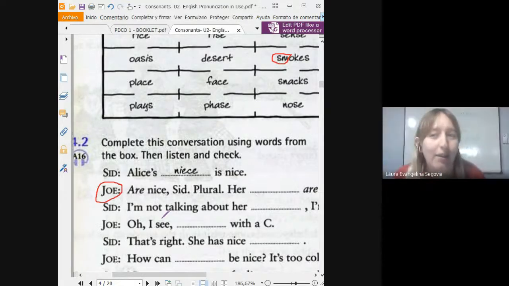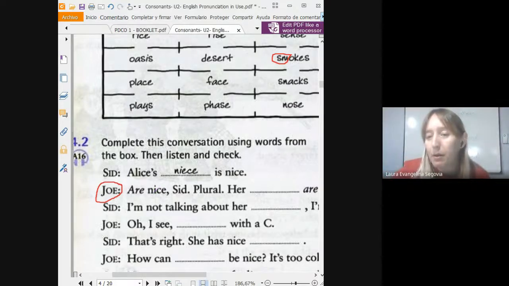Joe. Okay, I heard something different before. So it's Joe, right? Good. So you have Sid and Joe. Let's see. Matias, can you be Sid? Manuel, can you be Joe? And you start with the dialogue?